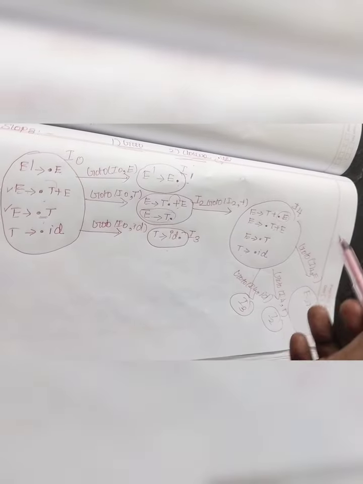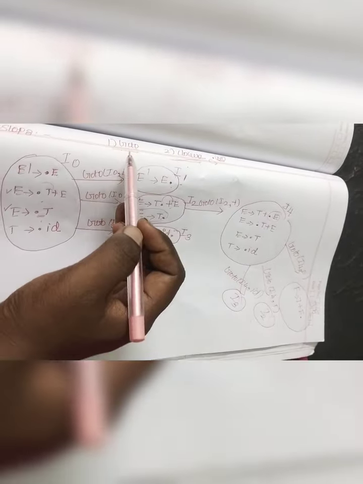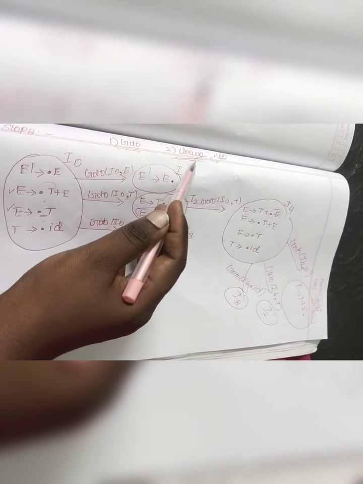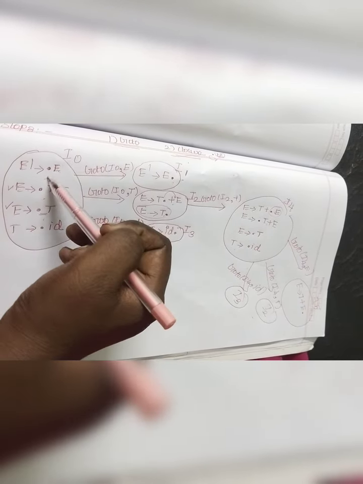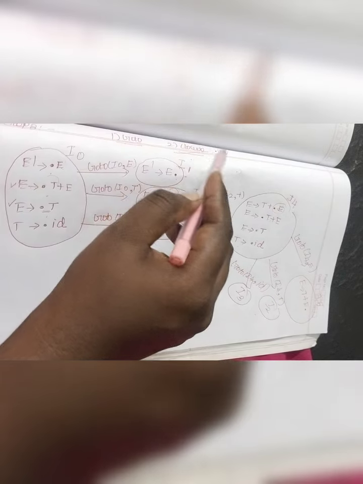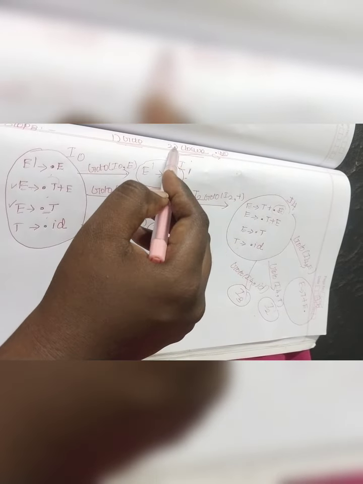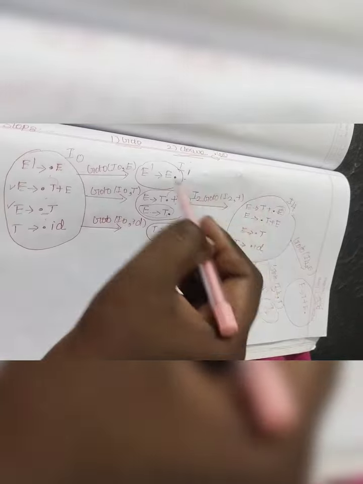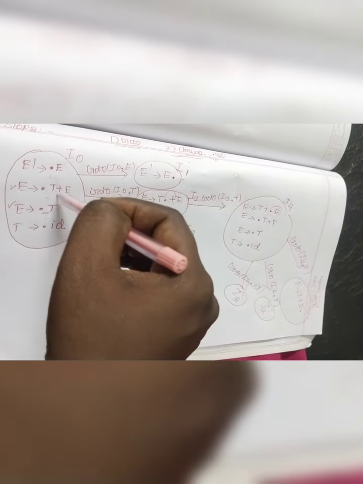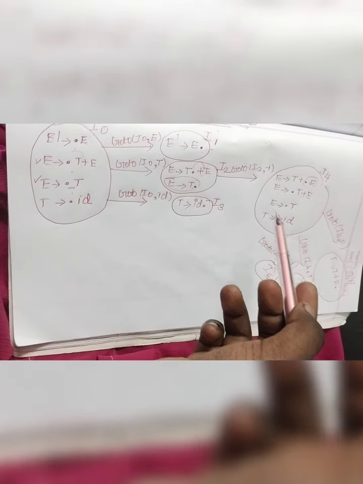So in step number 3, only two functions are there: the goto function and the closure function. Goto means from one item number to another item number, it will go with a non-terminal or terminal, just parsing. And what is a closure? The dot followed by any other non-terminal, that is all called the closure function. If it is a closure function, that non-terminal's production rule from the I naught, you should write this again. Okay.